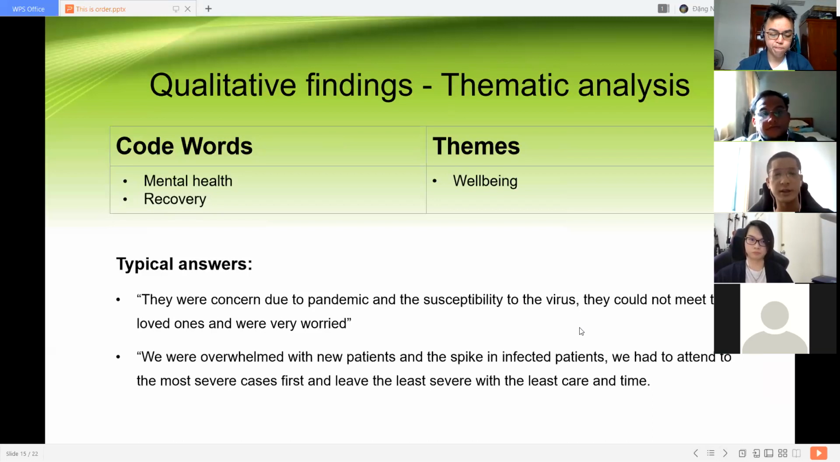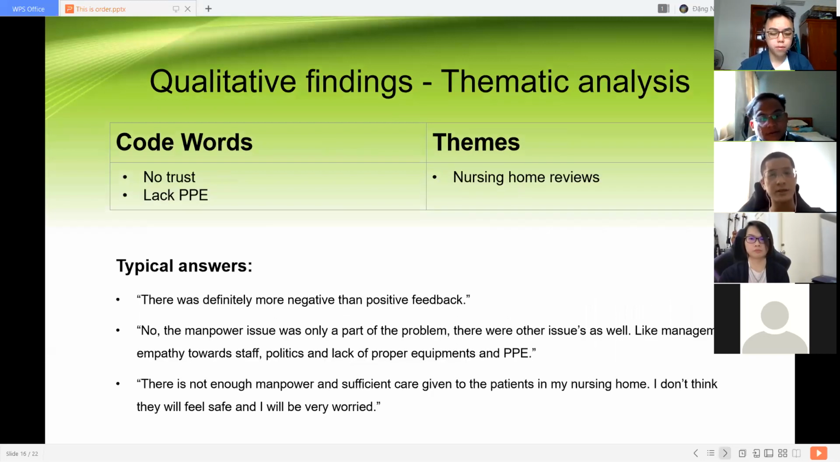We have a total of 4 themes: well-being, nursing home reviews, work cycle, and technology. I've included quotes from our respondents in each slide to help all of you better understand our themes. In our first theme of well-being, the trend our respondents had was that patients experience deteriorating mental health due to COVID-19, as they were given even less freedom and unable to see their loved ones while constantly worrying about contracting the virus. Next slide.